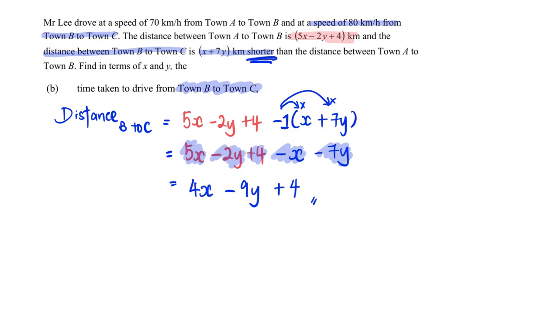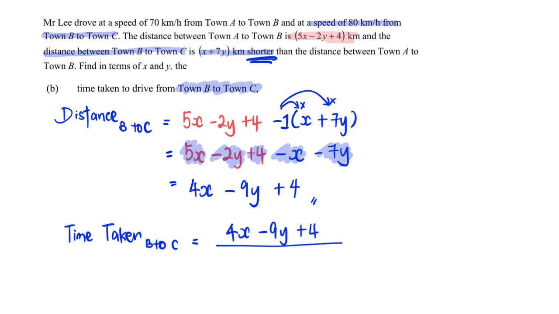And once we have this B to C, we can then find the time taken from B to C, because time taken is equal to distance over speed. And in this question, we are given the speed. And this one will be in hours. So we've come to the end of this part B. Let's move on to part C.